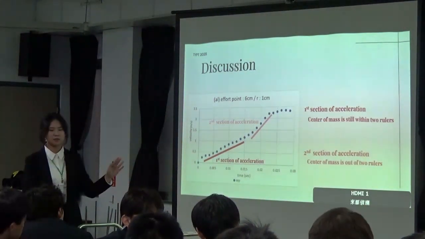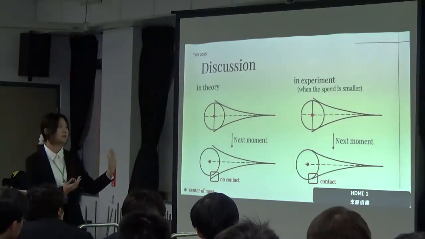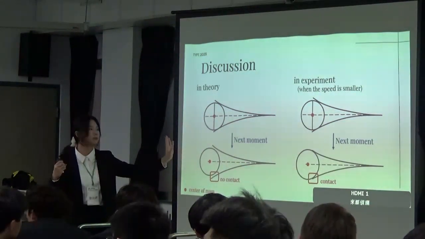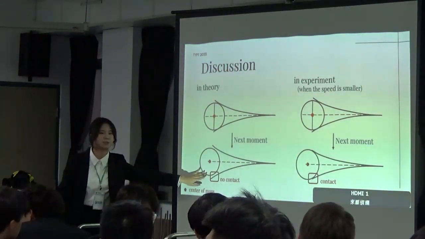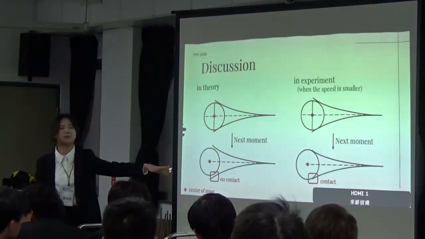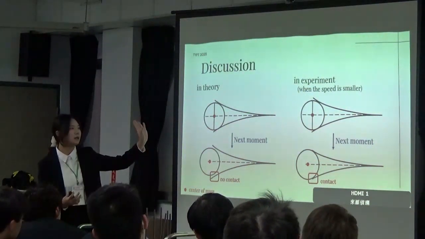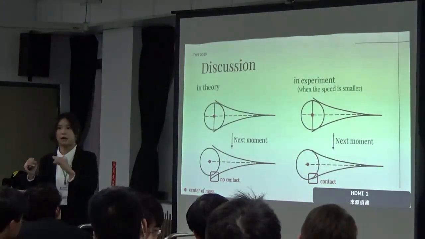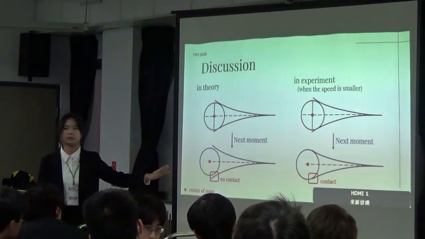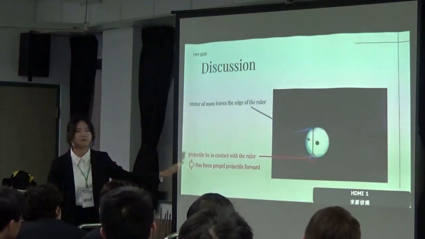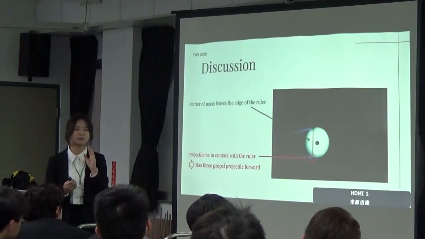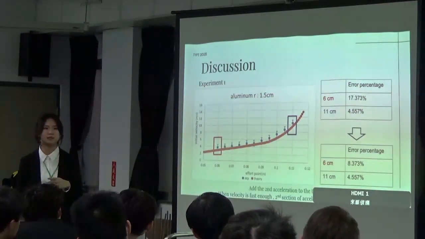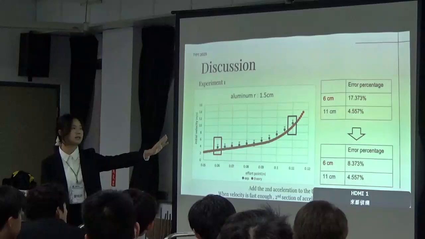But this is a difference between my experiment and my theory. In my theory, I assume that when the center of mass leaves the ends of the ruler, the projectile will not be in contact. But in my experiment, when the speed is too small and the center of mass is already out of the ruler end, it will still be in contact, which means it will give it a force that still pushes forward. So we'll have a second section of acceleration. After my correction of my theoretical data, I can see that the percentage has been lower.